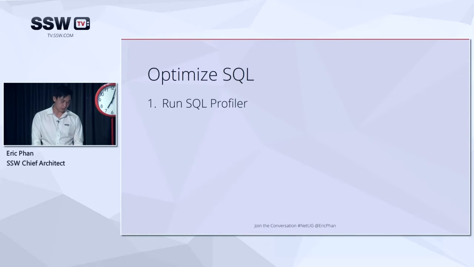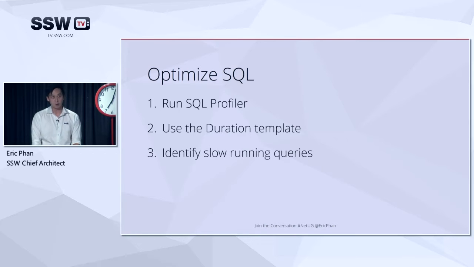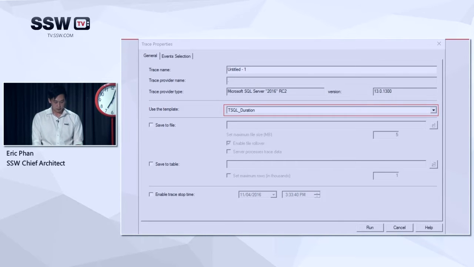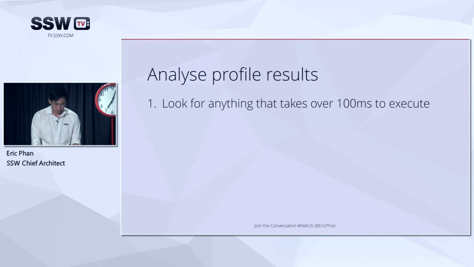One of the easiest ways to optimize SQL Server is to simply run the SQL Profiler. You can use the duration template because that orders all the queries that happen from shortest to longest. You basically scroll down and tackle all the ones that are down the bottom. Okay, so when you fire up Profiler, there's a whole bunch of templates you choose. I recommend choosing the duration one. And you can analyze the results.